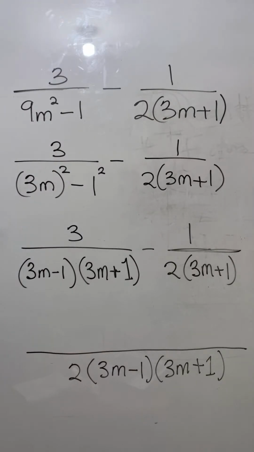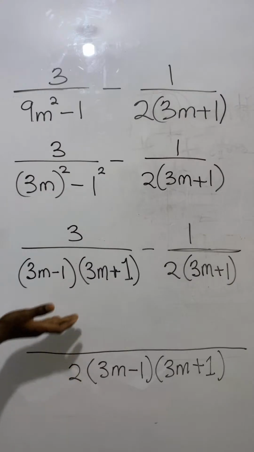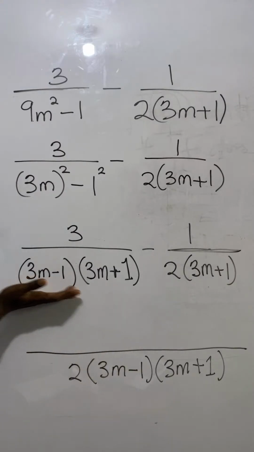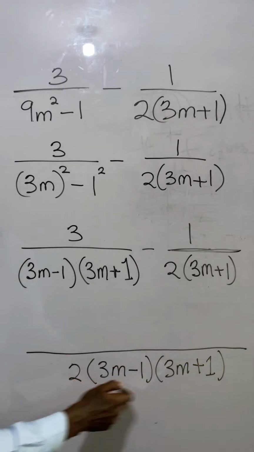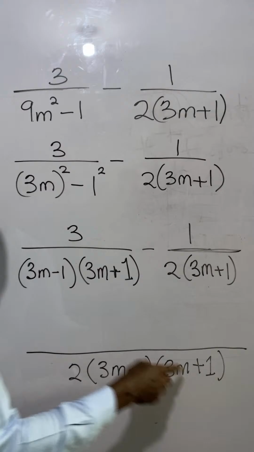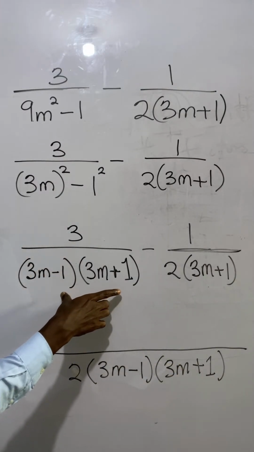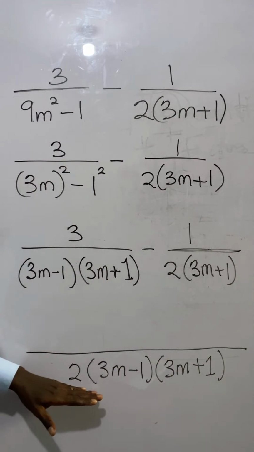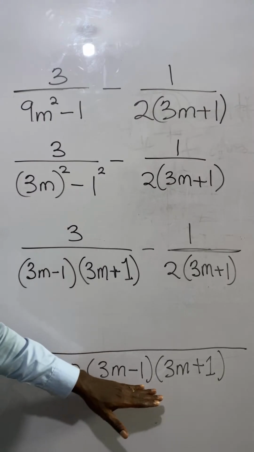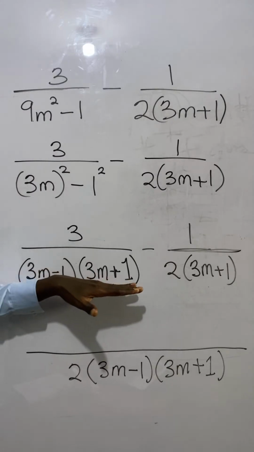Now, how do we proceed from here? You would pick the LCM that you've gotten, the common multiple that you've gotten, and divide it using the denominator of each of the fractions. This is what I mean. You pick 2 times 3m minus 1 times 3m plus 1 and divide it by 3m minus 1, 3m plus 1.